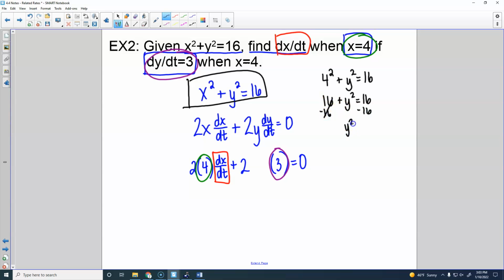All right. So y squared is 0. So y is 0. So we're going to plug in 0 right here. So we end up with 8 dx dt. This is just 0. This equals 0. So the dx dt would also have to equal 0.